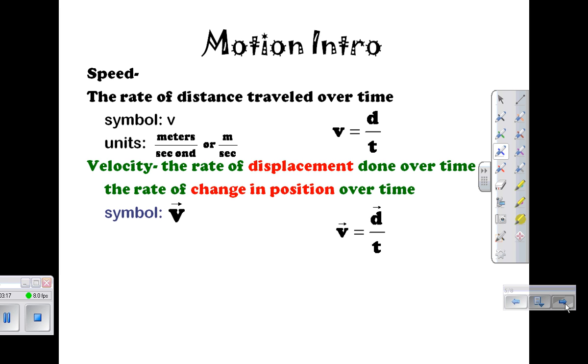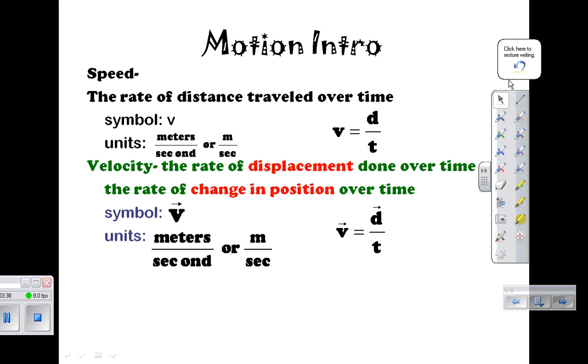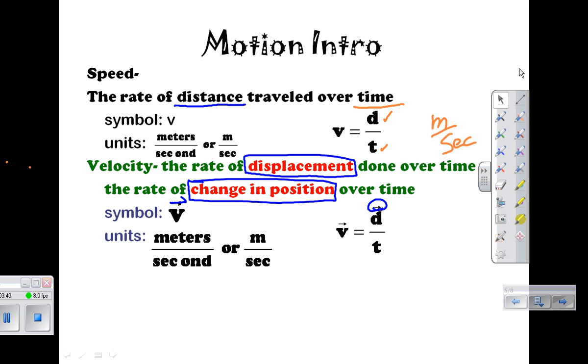Now, because velocity uses displacement, and because displacement is a vector quantity, velocity becomes a vector quantity as well. The units, however, stay the same. Meters per second. So it matters which way you're going, as well as how fast you're going.